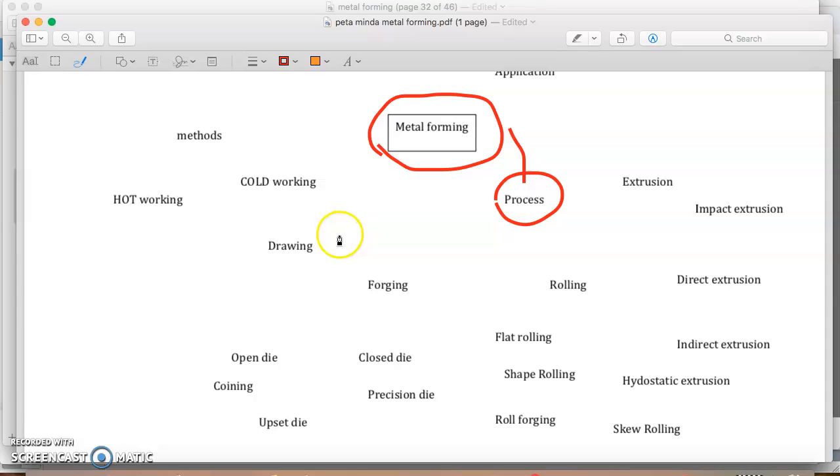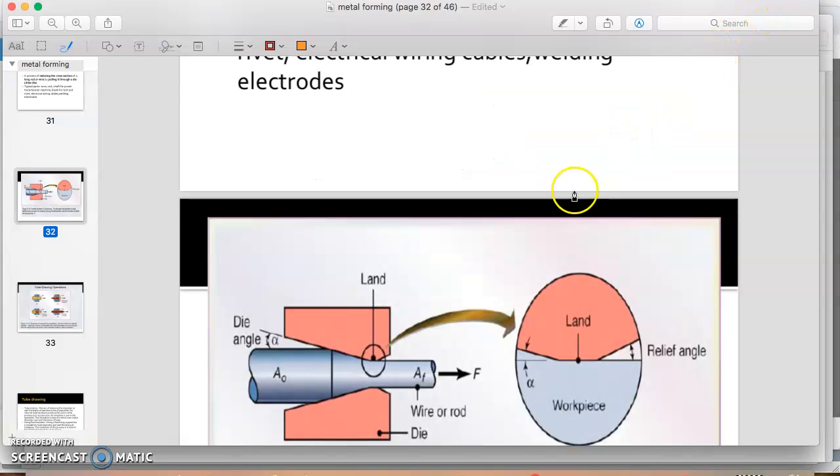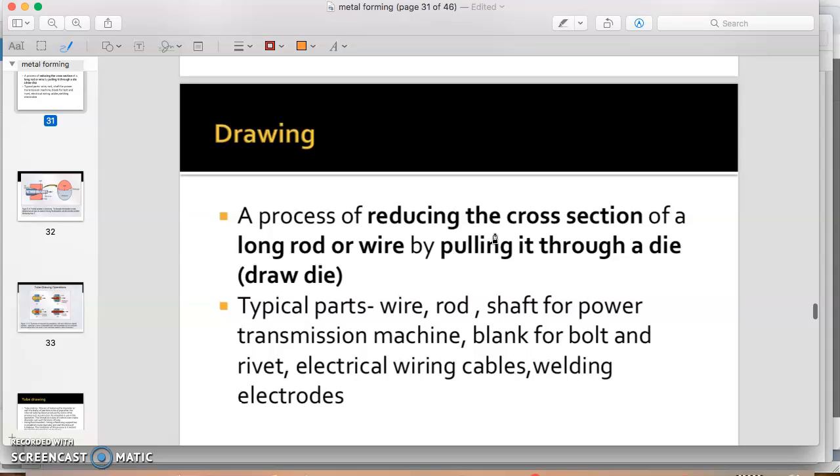Drawing is one of the processes in metal forming. Drawing is a process to reduce the size, usually the diameter, of a small wire or long rod. It is a process of reducing the cross-section of a long rod or wire by pulling. This is the keyword: by pulling it through the die.